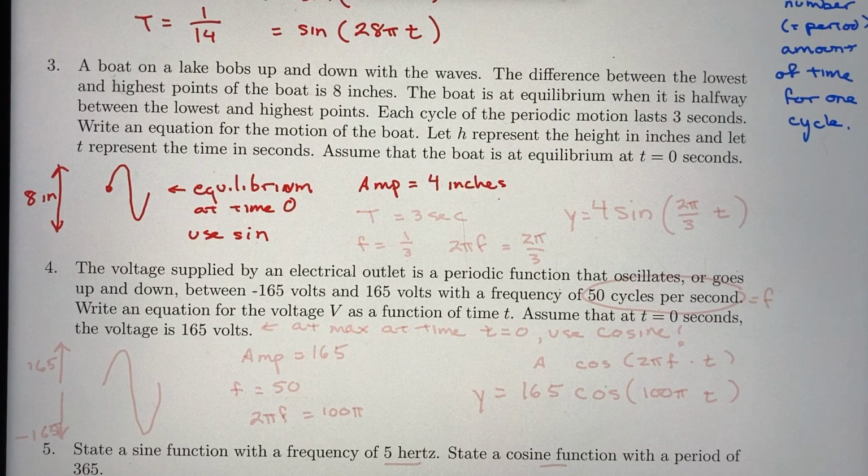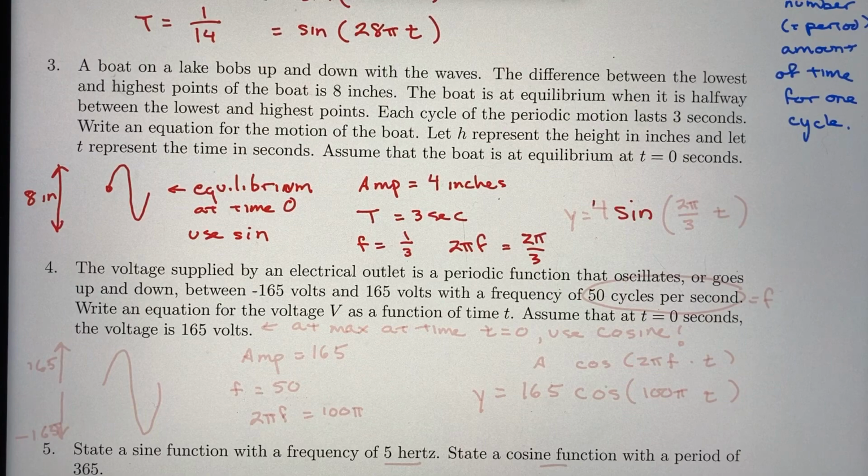Okay, and it says the time is 3 seconds. So that's the period for 1 cycle. So the frequency is 1/3. 2 pi f is 2 pi over 3. So what have we got? We got a sine wave, because it starts in the middle of its period.